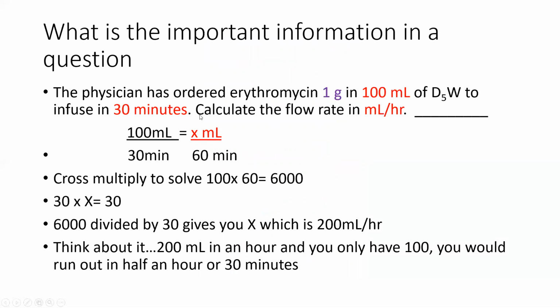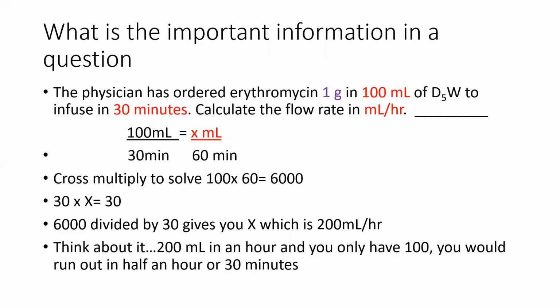So this is what I was talking about. What's the important information? Sometimes students get distracted by a lot of the other numbers that are in a question. So here we have the physician or provider has ordered erythromycin. This is an antibiotic, 1 gram in 100 milliliters of D5W to infuse in 30 minutes. Calculate the flow rate in milliliters per hour.